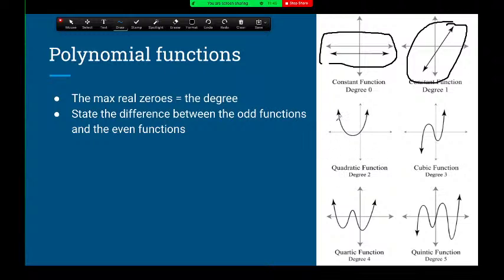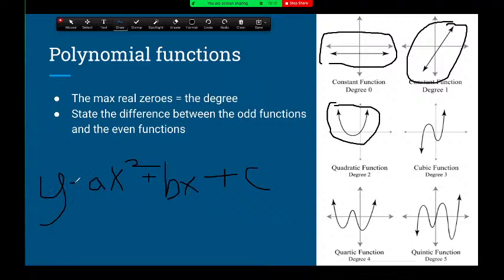And this is a degree of 2, a quadratic function, because a quadratic function equation looks something like this: ax squared plus bx plus c, and this is equal to y. This is what a quadratic function equation looks like. And a cubic function is the same.